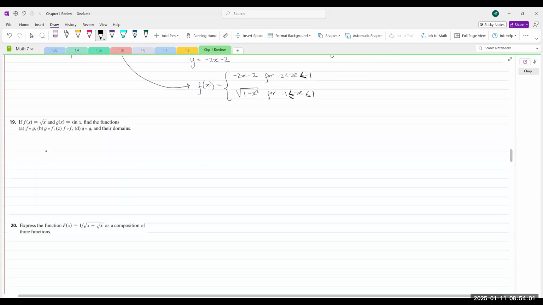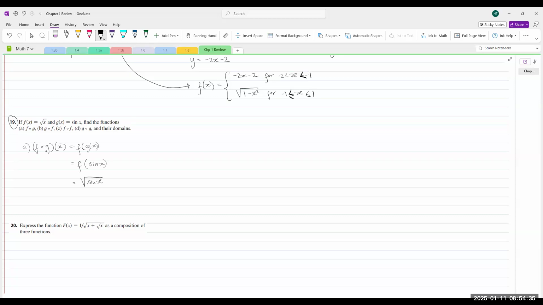Number 19. We have f(x) equals square root of x and g(x) equals sine x. Find the function of f composed g. Part A, f composed g of x is f of g(x), that's f of sine x, that is square root of sine x.